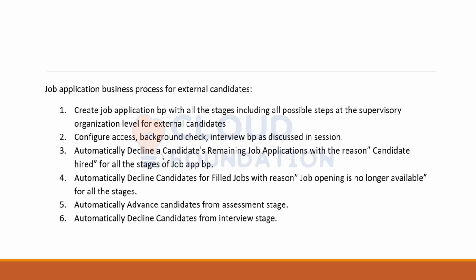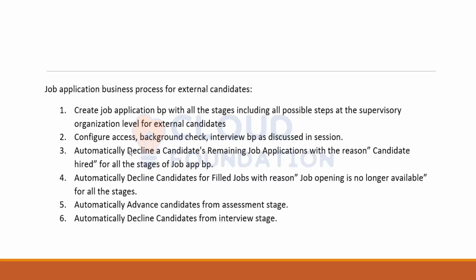Then you have to automatically decline a candidate's remaining job applications with the reason candidate hired for all the stages of the job application BP. Can you tell how you are going to do it for this third point? First we need to make a disposition, and then create a condition rule in the stage of the BP and then decline it, like you showed yesterday. Yes, correct. You have to create a disposition, then attach it to each and every stage. Go to each and every stage tab and add it over there.